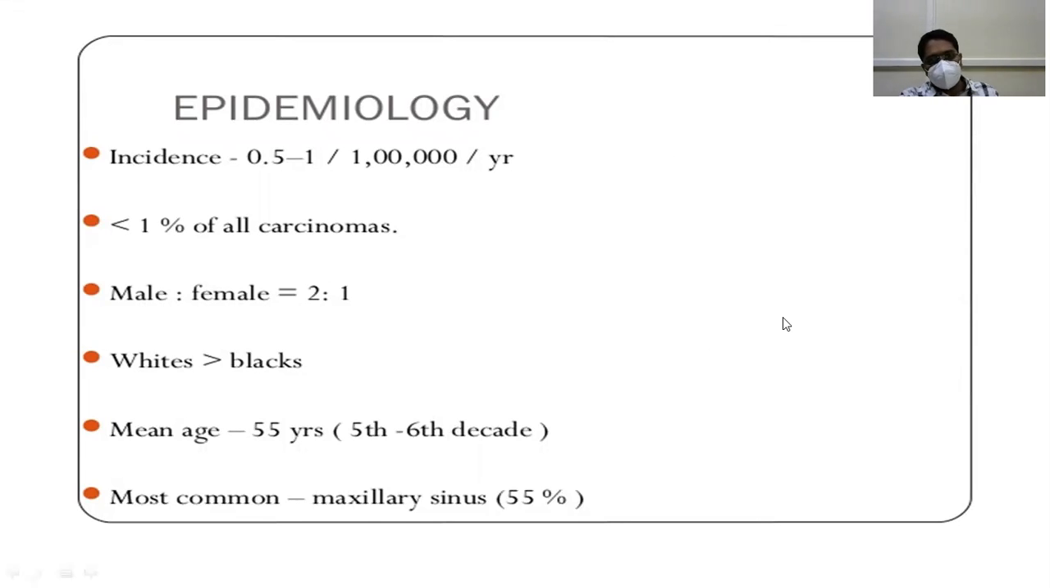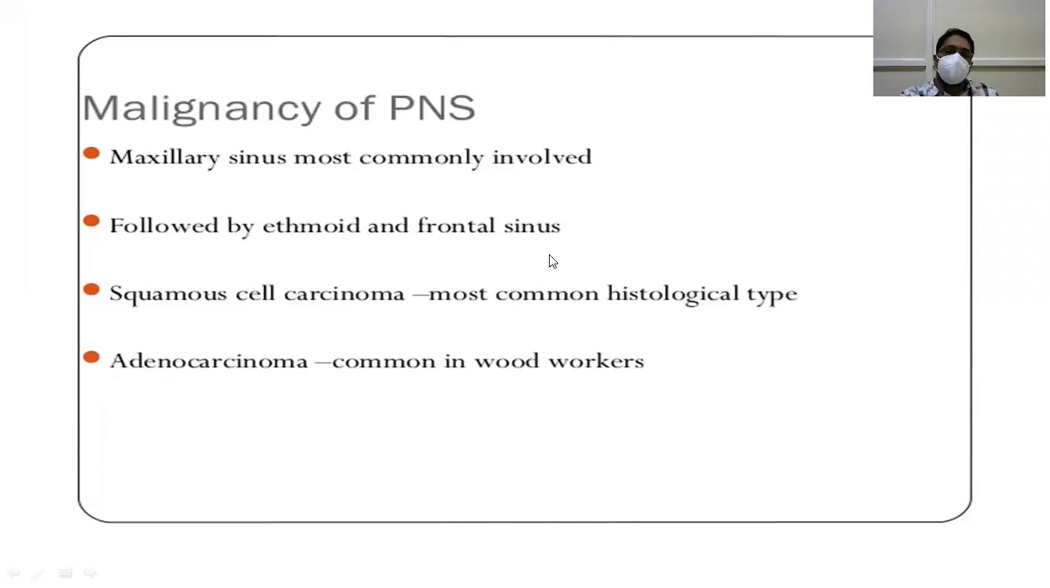I told you, maxillary sinus carcinoma is the most common. It's an important question for postgraduates and even for UGs. Coming to malignancy, the maxillary sinus is most commonly involved, followed by the ethmoid and frontal sinus. Squamous cell carcinoma is the most common histological type. Adenocarcinoma is common in woodworkers. This is an entrance examination question: adenocarcinoma is most common in woodworkers.